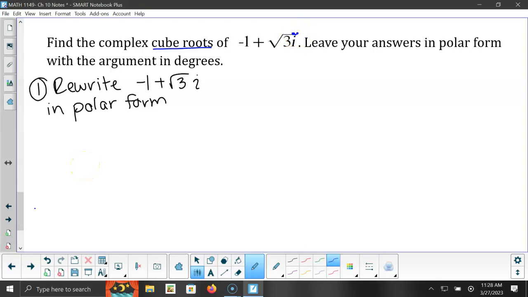Alright, so when you go to rewrite it, I tend to draw a little picture. So I've got a -1 here, and then I'm going up square root of 3. Yeah, the cis. So step 1, I've got to find the magnitude. So what's square root of 3 squared? 3. And then what's -1 squared? So this just equals 2.